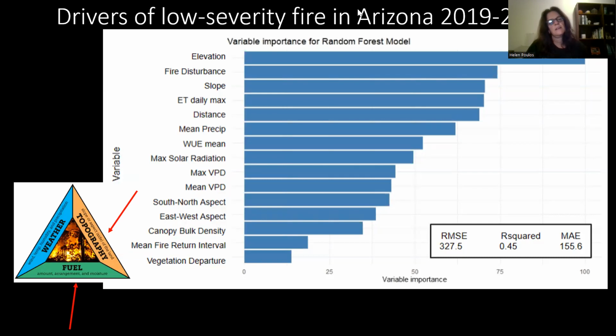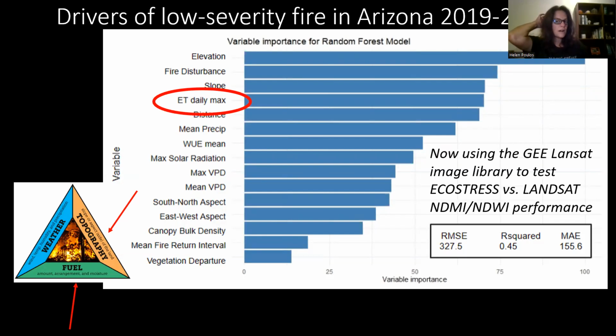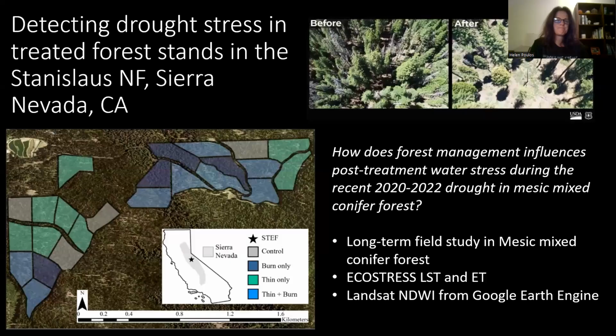And so you can see that evapotranspiration does show up as a significant predictor variable. So ECOSTRESS is a significant variable. But the next thing that we're doing now is using the Google Earth Engine Landsat image library to pull normalized difference wetness and normalized difference moisture index data from Landsat to see if there's any difference in how it performs as a predictor variable of fire severity.